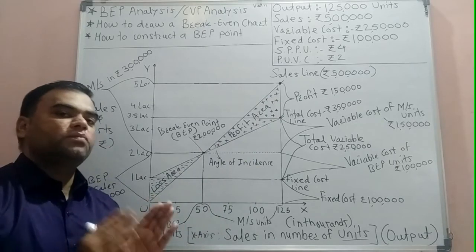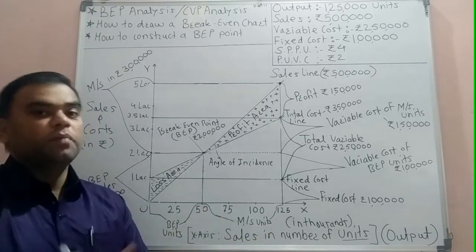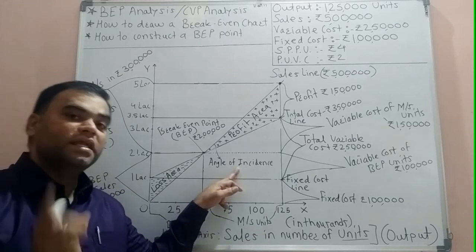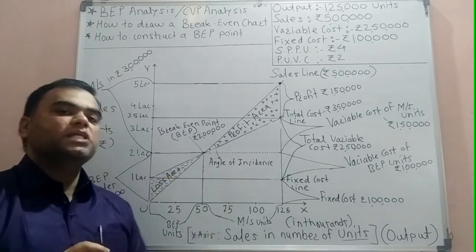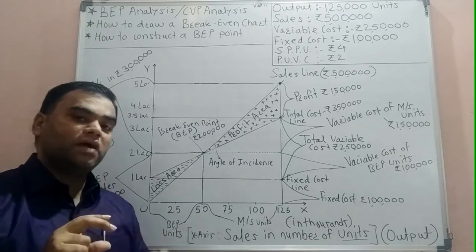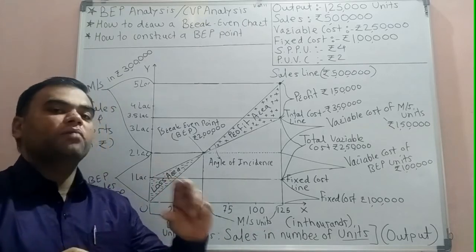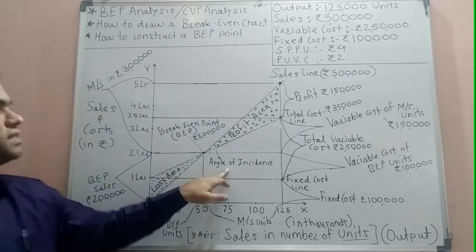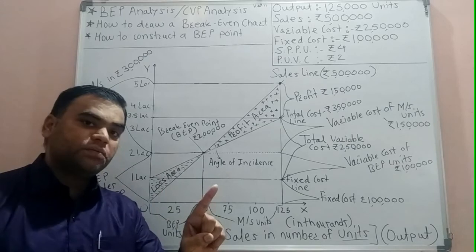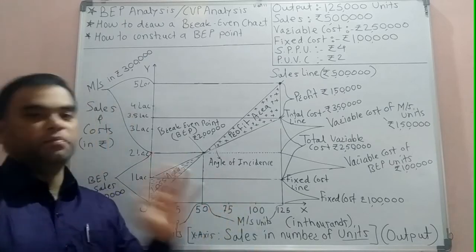Okay, with profit, the angle of incidence has a positive relation, and with BEP, the angle of incidence has a negative relation. It means a big angle, less BEP. Angle of incidence more, less BEP; angle of incidence less, more BEP. So the angle of incidence has a positive relationship with profit and a negative relationship with BEP.